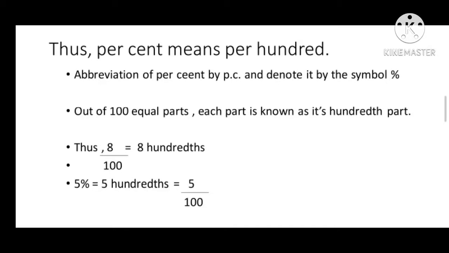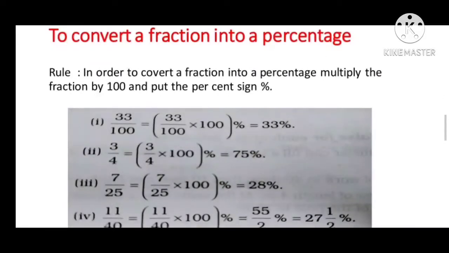Out of 100 equal parts, each part is known as its 100th part. Thus 8 upon 100 is equal to 8 hundredths. Just like 8%, 5% is equal to 5 hundredths, means 5 upon 100. So in this lesson we are going to learn how to calculate the percentage, to convert a fraction into a percentage.